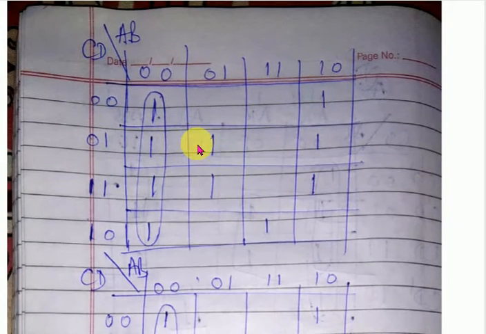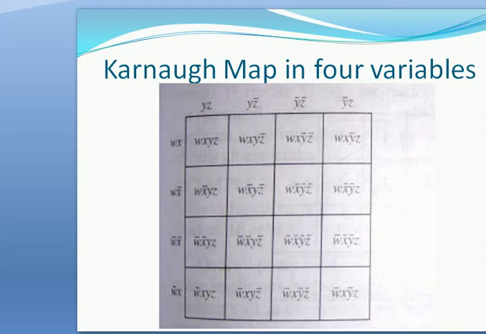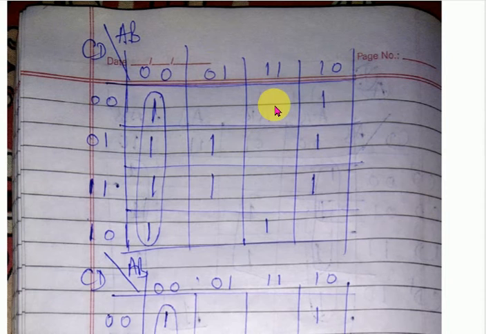we will write here the Karnaugh map. This is another form to represent the Karnaugh map. Here 0 0 0 1 1 1 1 0 and 0 0 0 1 1 1 1 0. One other form I have discussed in the last video. This was the form, and the form which I am discussing today is the second form of the Karnaugh map.